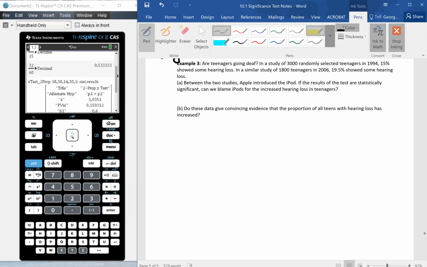Okay, so let's back up to letter A for a second. If the results of the test are statistically significant, can we blame iPods for the increased hearing loss? Anywhere in there were we asking whether these teenagers had an iPod? Nope. So all we can say based on this test, if it is statistically significant, if we can reject the null, is that there has been an increase. We can't assign blame. We can't say why. We can't say causation. All we can say is that we've seen a change. So can we blame iPods? No.